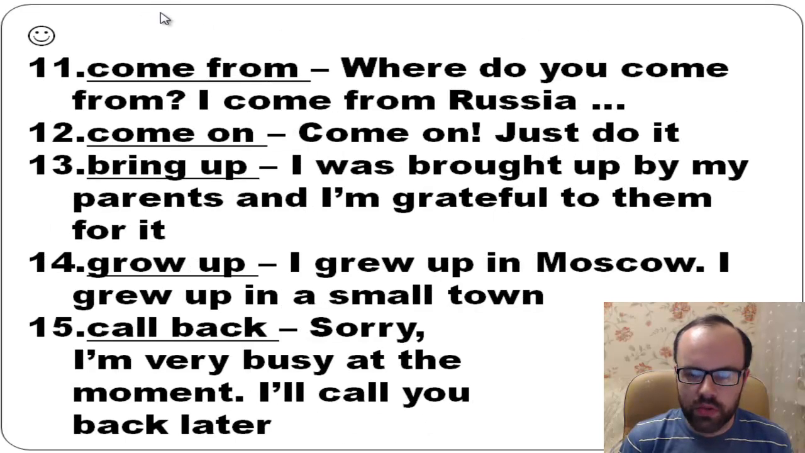So come from. Where do you come from? I come from Russia, or I come from Brazil, I come from Mexico, and so on. You can ask where do you come from or where are you from? Where are you from? I am from Brazil. Where are you from? I am from Mexico. Where are you from? I am from Italy. Or we can ask where do you come from? I come from Russia.